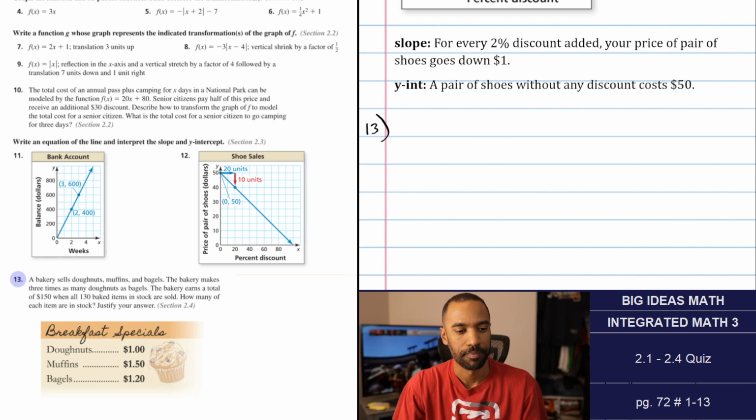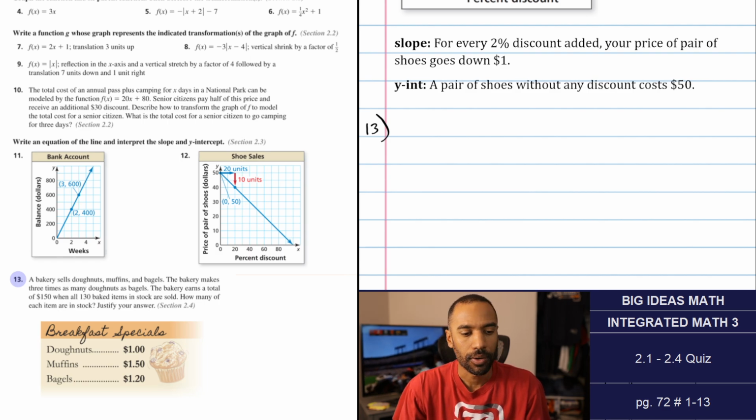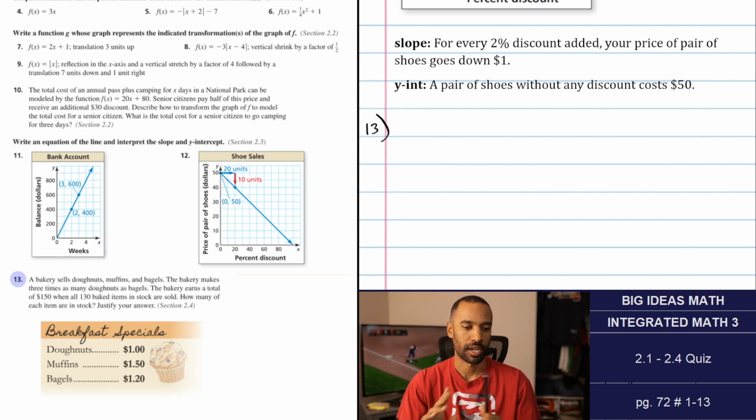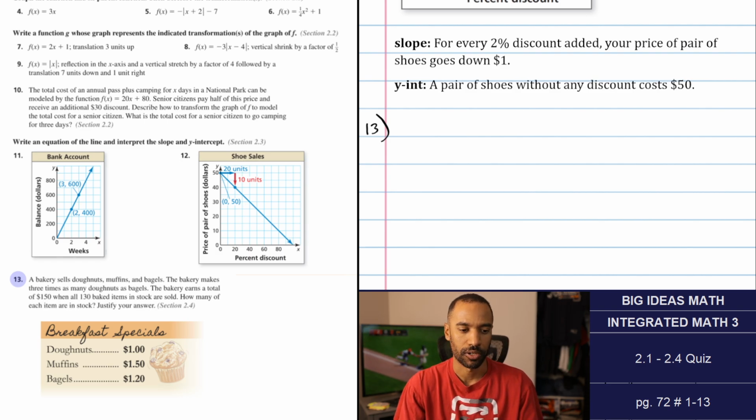Okay, number 13. This is out of section 2.4. This was systems of equations, solving linear systems. A bakery sells donuts, muffins, and bagels. The bakery makes 3 times as many donuts as bagels. The bakery earns a total of $150 when all 130 baked items in stock are sold. How many of each item are in stock? Justify your answer. Donuts cost $1 each, muffins $1.50 each, bagels $1.20 each.